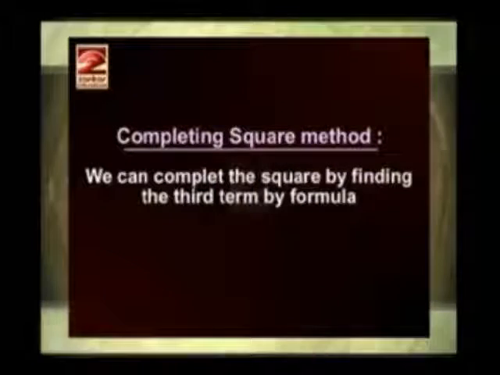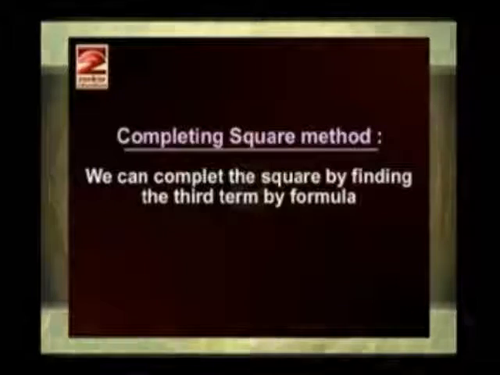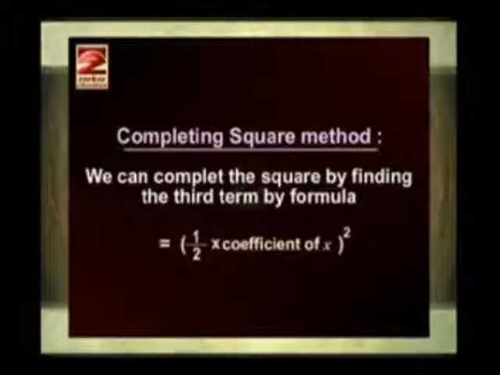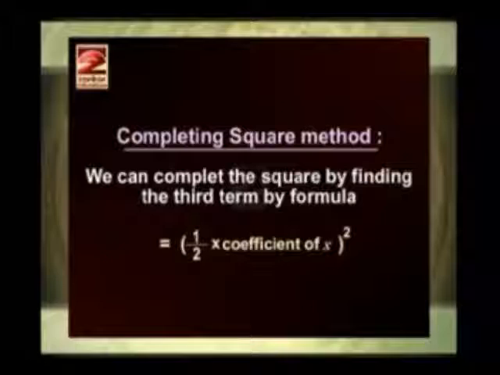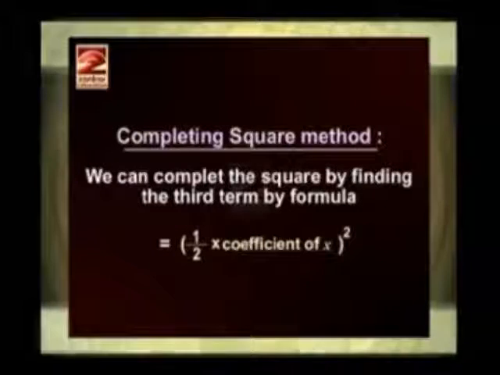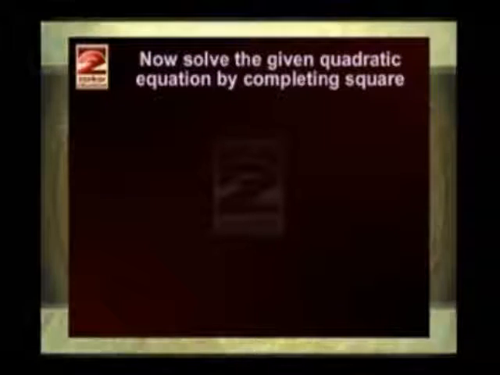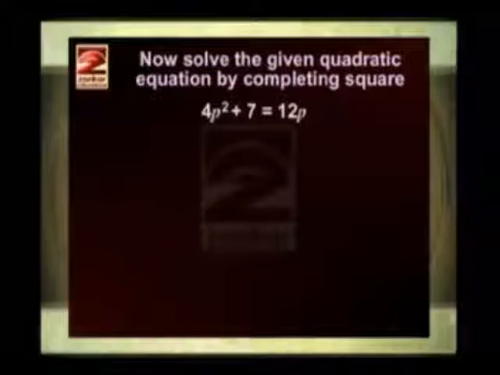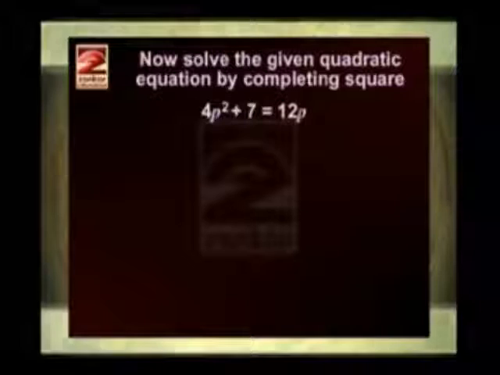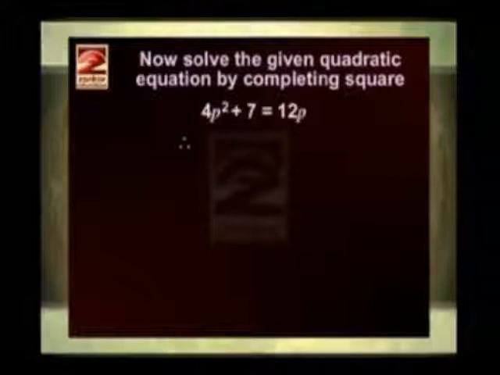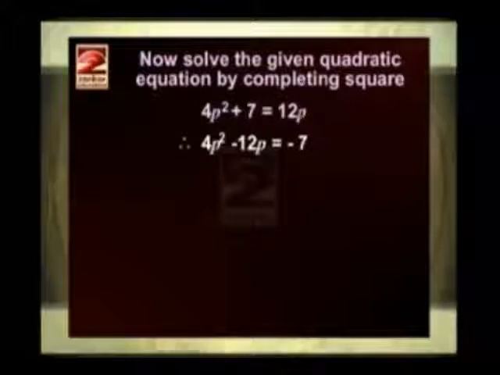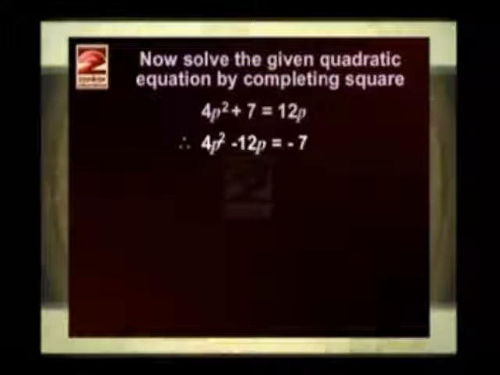Now the next method is completing square method. We can complete the square by finding the third term by formula, that is equal to (1 upon 2 into coefficient of x) bracket square. Now solve the given quadratic equation by completing square. 4p square plus 7 is equal to 12p. Therefore, 4p square minus 12p is equal to minus 7.